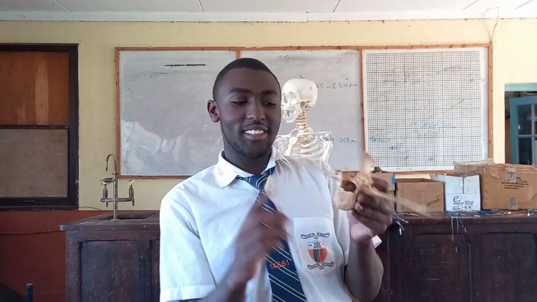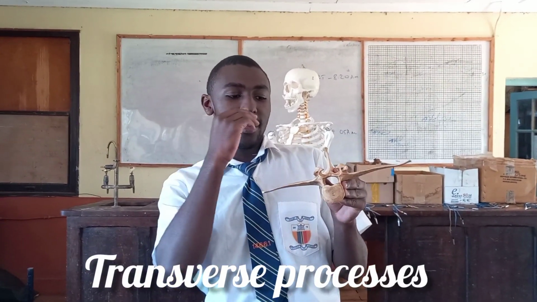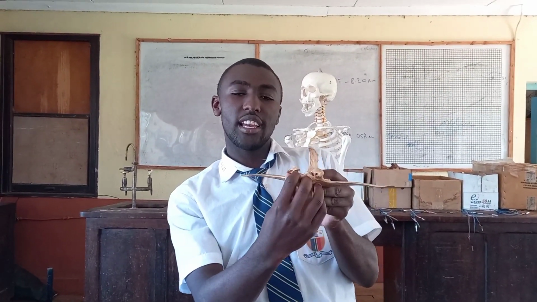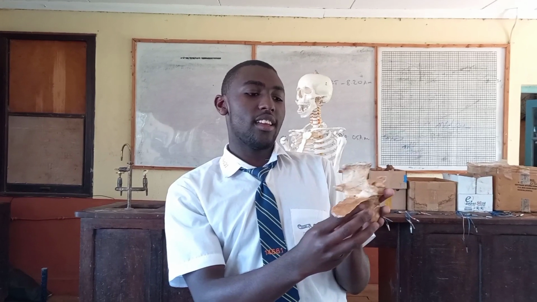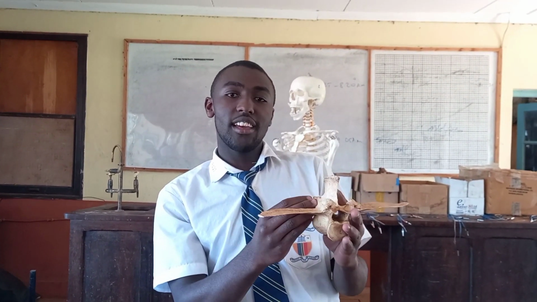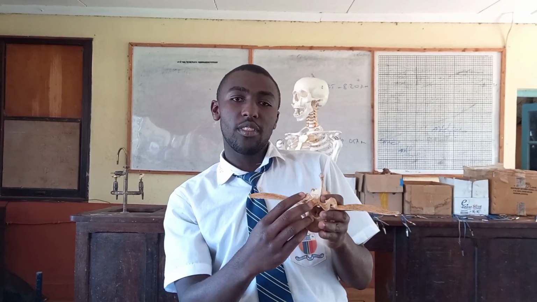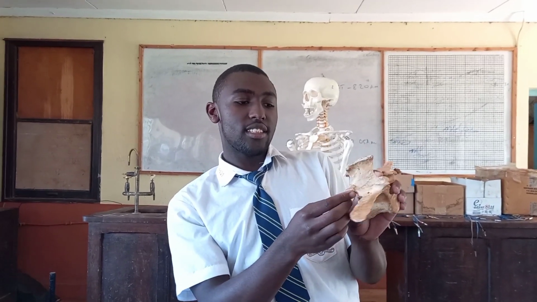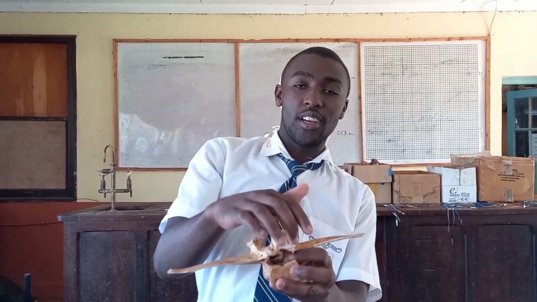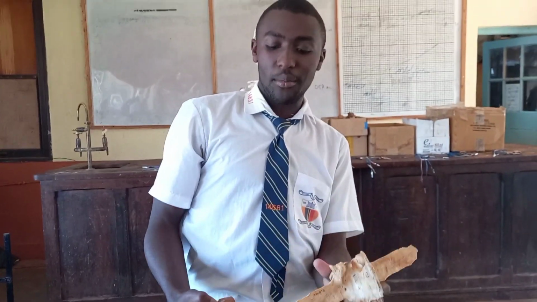We have the centrum, the transverse section, the neural spine, the pre-zygapophysis, the post-zygapophysis, and then on top of the pre-zygapophysis, we have the metapophysis, and at the top here, we have the anapophysis. In human beings, we have a total of 5 lumbar vertebrae.